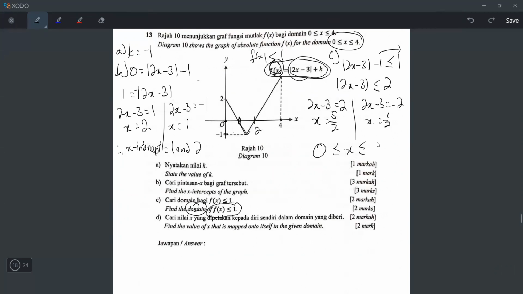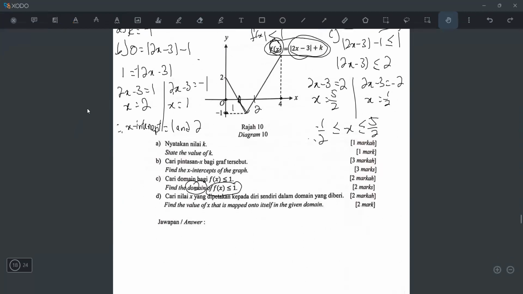And always put the small number here, the big number here. 1 over 2 and 5 over 2, I think 1 over 2 is smaller, and then 5 over 2 is bigger. So that's the range. So that's the C answer. And now I can go to D.